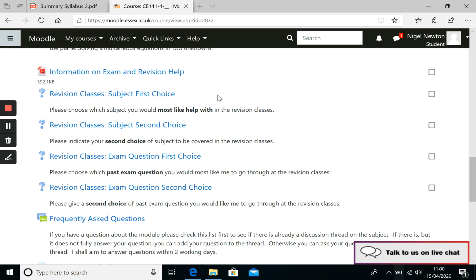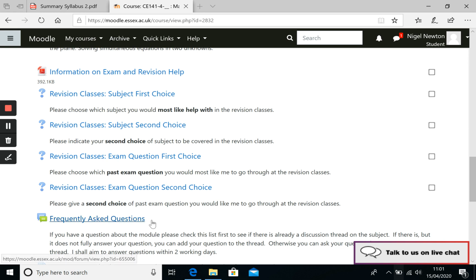Rather than me trying to cover the whole syllabus in those, which obviously will not be practical, it would help me if you could give me some guidance of what you would like help in. So I've set up 4 poll questions here, 2 to give you a first choice and a second choice of subject matter you'd like me to cover, and 2 to give me first and second choices over particular past exam questions you'd like me to look at.